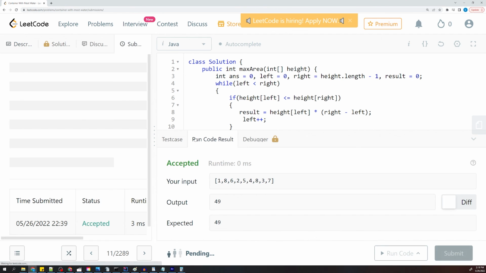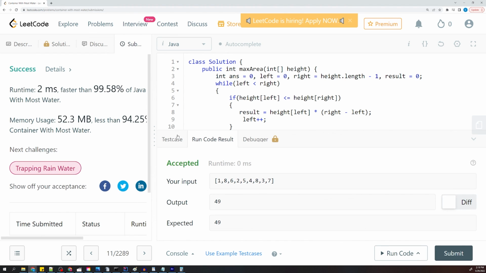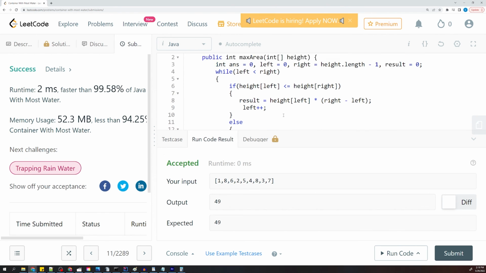All right, so let's go ahead and run that. Accepted. Let's go ahead and submit. And it's fast, it doesn't use a lot of memory, and yeah, that's pretty much it.